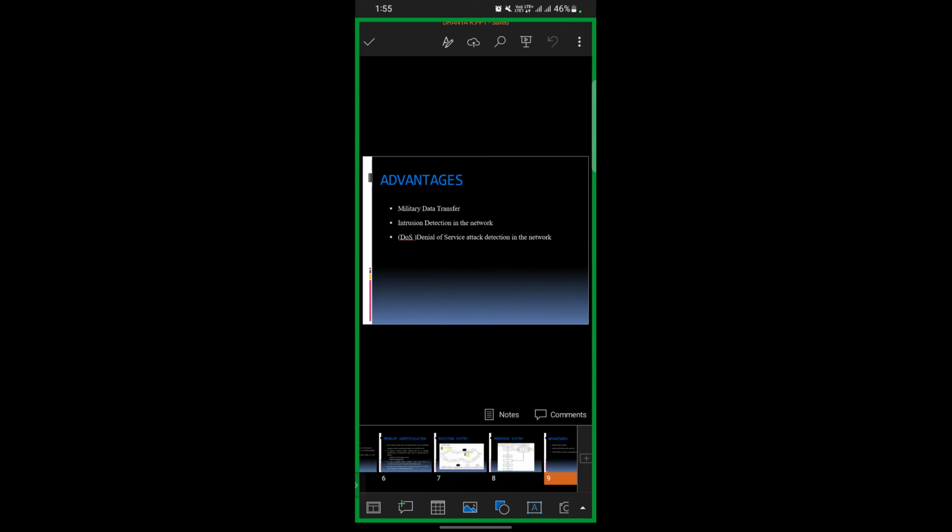The main advantage of this topic is military data transfer, because military purposes have serious security issues, so using this trust-based intrusion detection system may be more useful. Also intrusion detection in the network and denial of service attack detection in the network. The major applications of this intrusion detection system are home networks, wide band area networks, and wide personal area network topologies, medical data transfer, and defense applications.